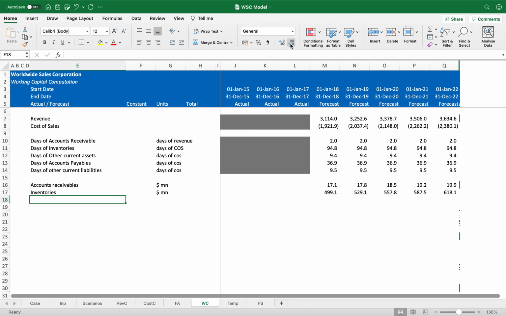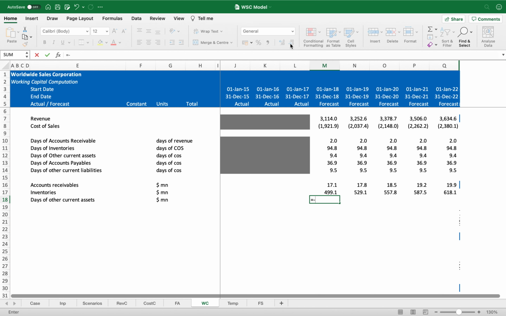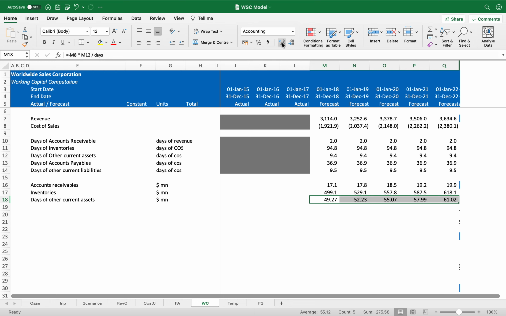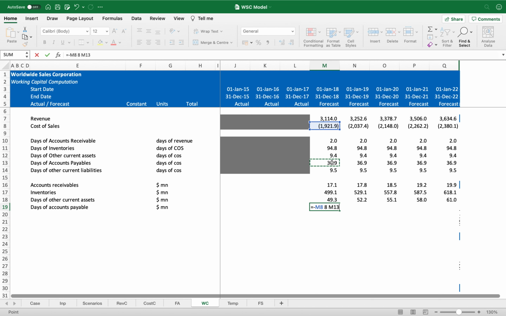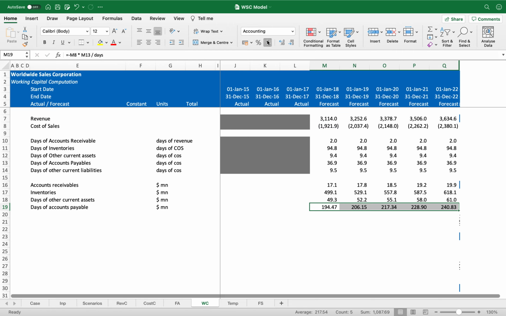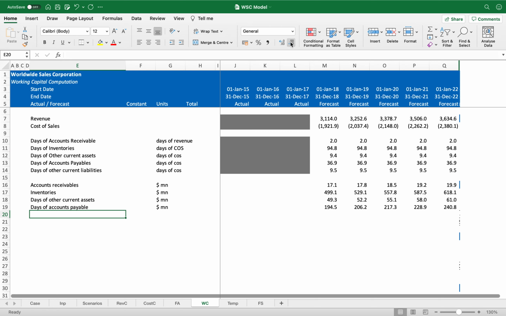Similarly, days of other current assets, compute the amounts in millions now, please. Multiplied by 9.4 days divided by days. Days of accounts payable, same thing, cost of sales multiplied by accounts payable days divided by 365. Guys, I hope you are not copying and you are trying to do it on your own. I know this is repetitive in nature, but let's just do away with this and move to taxation. Days of other current liabilities.